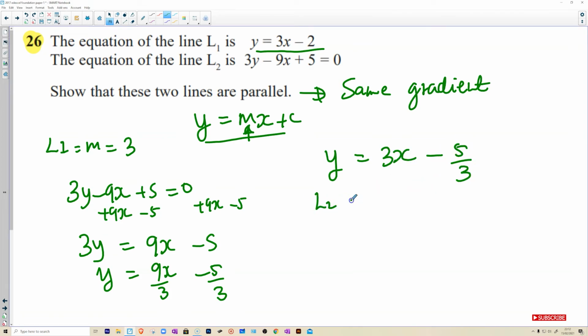So L2 has the same gradient. For L2, m is equal to 3, so that's m2, and that's m1. So therefore m1 is equal to m2. This means they are parallel lines.